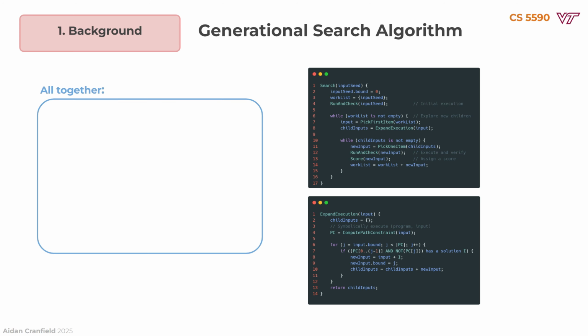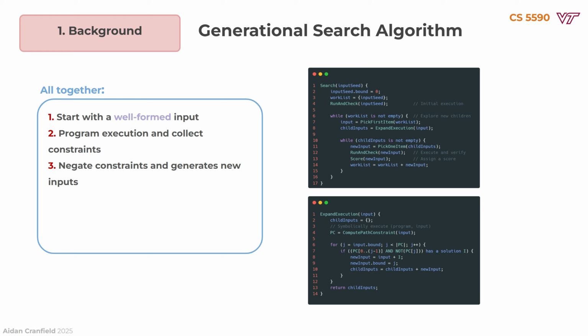So if we put this all together, we start with a well-formed input, and the search begins with this well-formed seed input, maybe like a valid file for a media parser, and this input is then placed into the work list. The program then executes and collects the constraints. The program runs with the seed that we gave it, and the symbolic execution engine collects constraints from these conditional branches. We then negate constraints and generate new inputs.